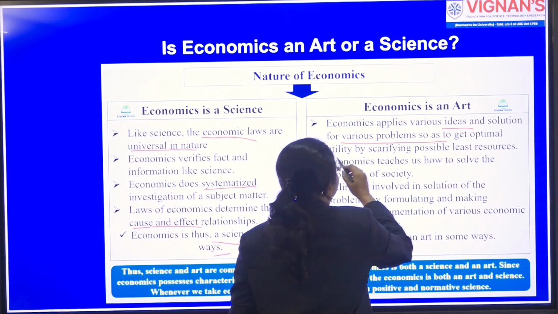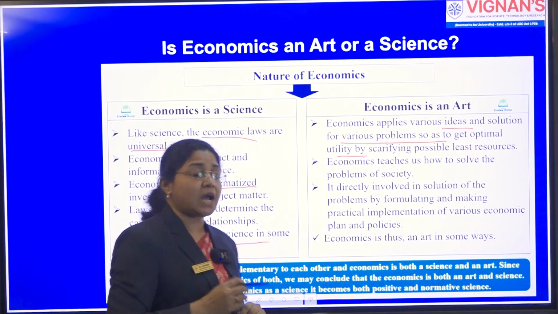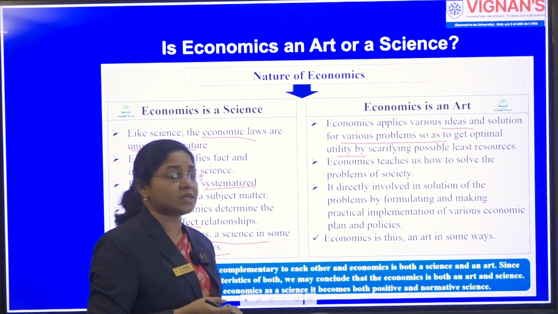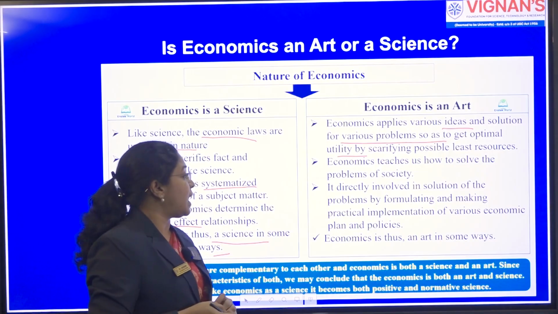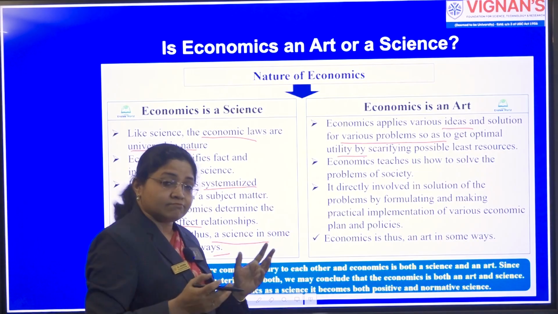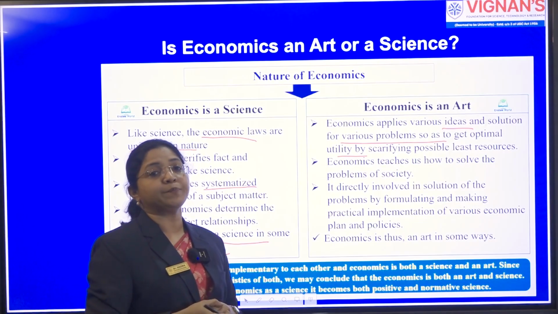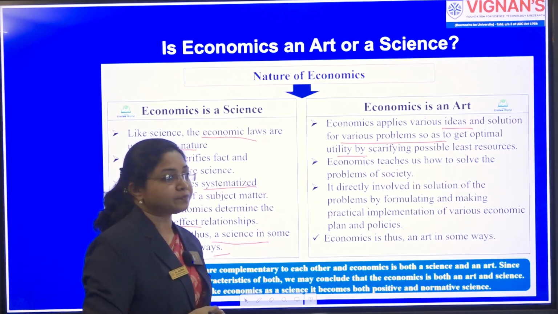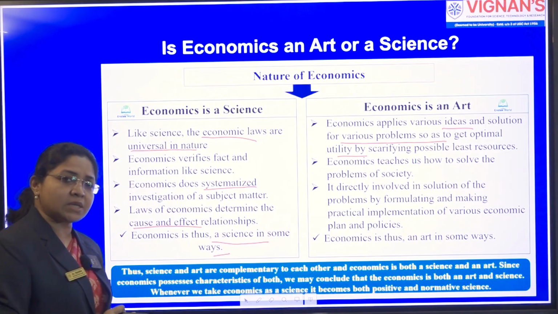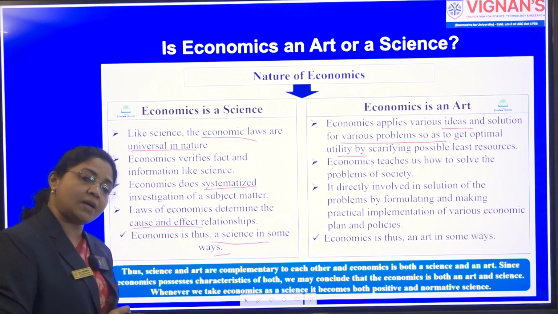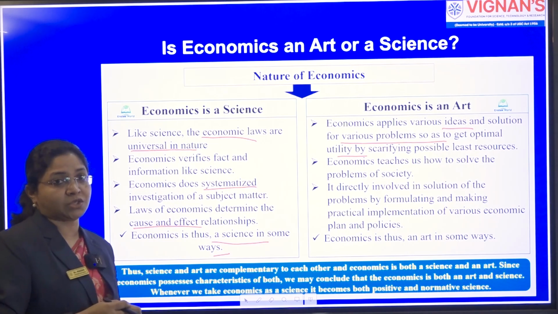Various problems, so as to get optimal utility. So, economics teaches us how to solve the problems of the society. It is directly involved in the solution of the problems, and because of its practical implementation, it is called an art. So, in conclusion, we can say that economics is both an art and a science, because science and art complement each other.